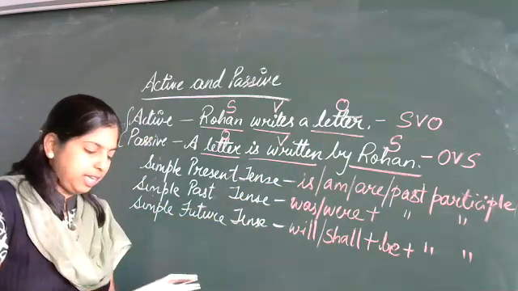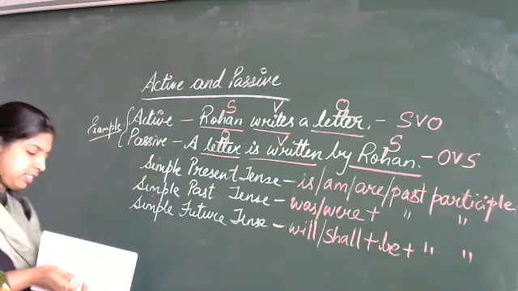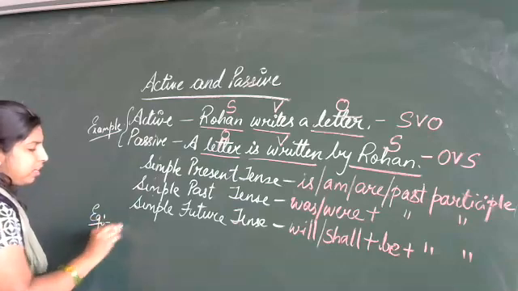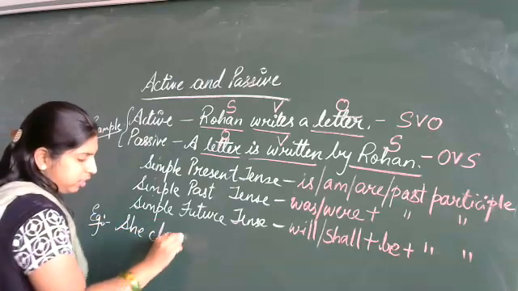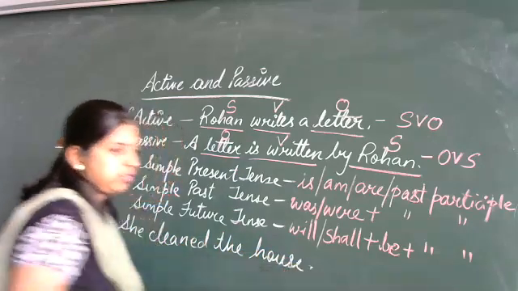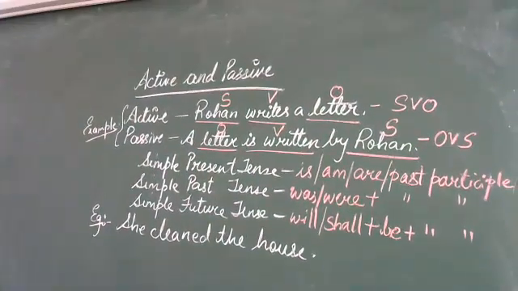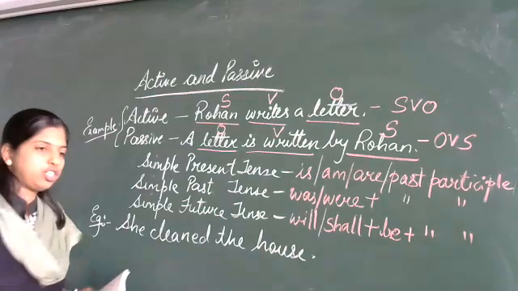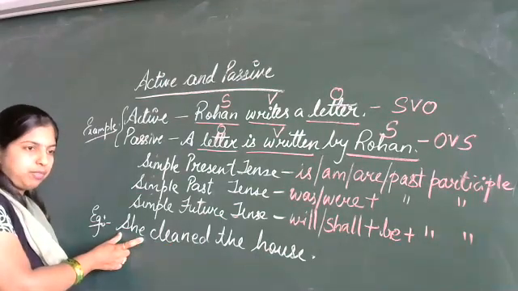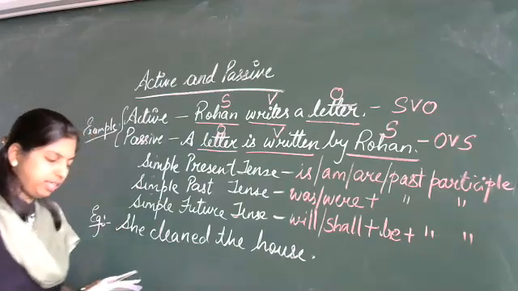So it depends on the singular and plural also. Now, let us see an example of the past tense. This was about the present. Let us see about the past tense. Here I write example. She claimed the house. This is the sentence. She claimed the house. Now how you are going to change to passive? This is an active. Yes, this is the subject, this is the verb and this is the object.